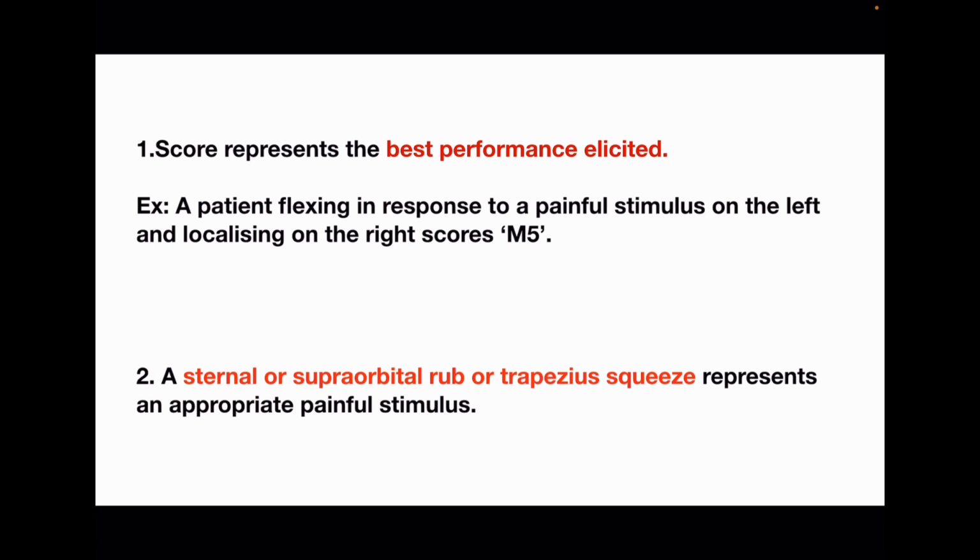GCS score is calculated by combining all three components, that is E, V and M. And this score represents the best performance elicited. Suppose to a painful stimulus, the left hand is flexing in response, and the right hand is localizing that pain. Then for the left hand the score will be M4, for the right hand it will be M5. We need to select the best performance, so we'll take it as M5.